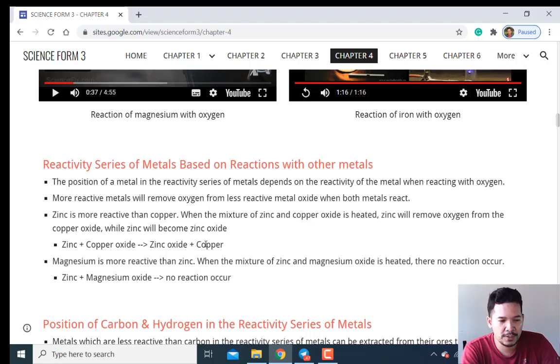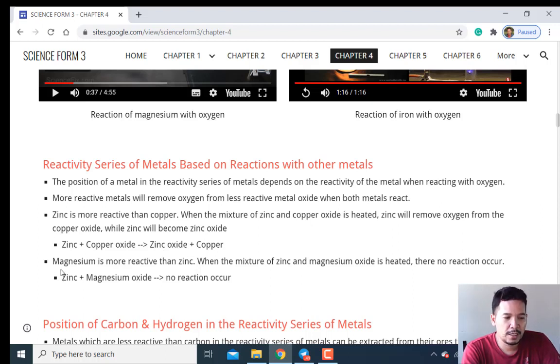So when a mixture of zinc and copper oxide is heated, zinc will remove oxygen from the copper oxide, and zinc will become zinc oxide. So this is a word equation for this reaction. Zinc and copper oxide, after we heat the mixture, will become zinc oxide and copper.